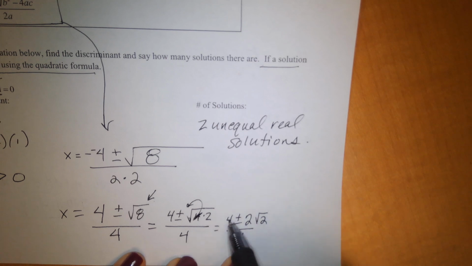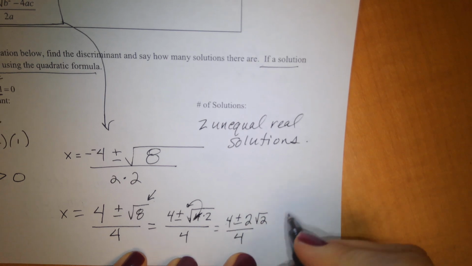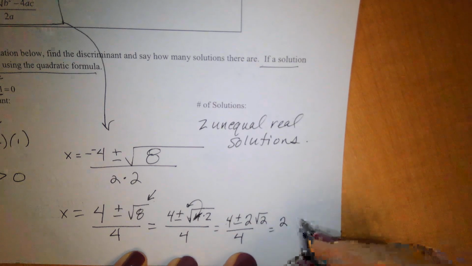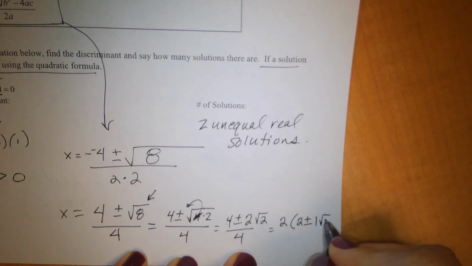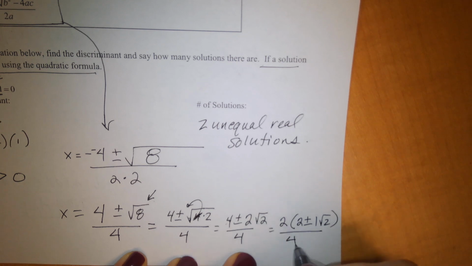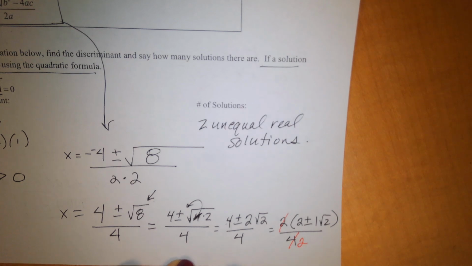Then you can factor out the greatest common factor here, which would be 2. So I'll take that 2 out, and that leaves me with 2 plus or minus 1 square root of 2 over 4. By doing that, you'll see that there is something I can reduce at this point. The 2 and the 4 can be reduced, so I have 2 answers.